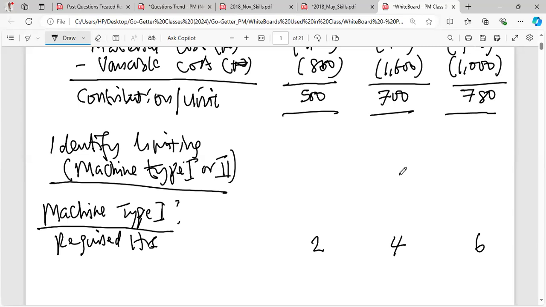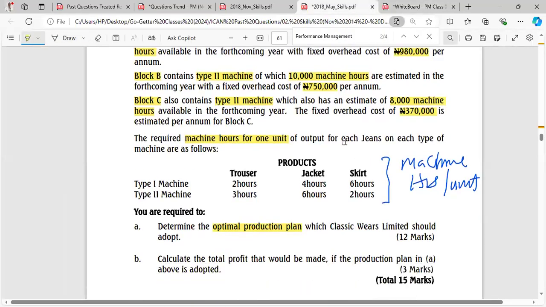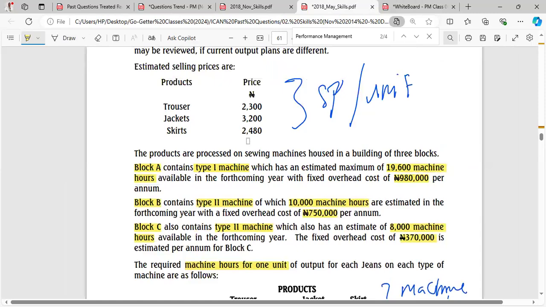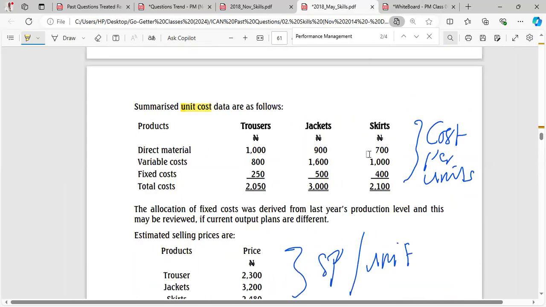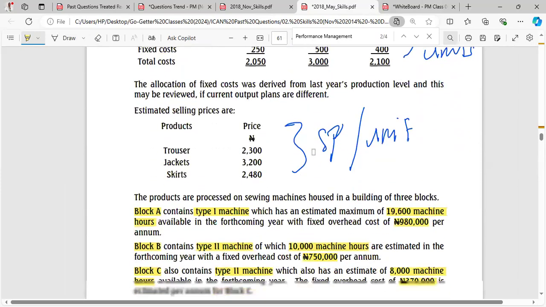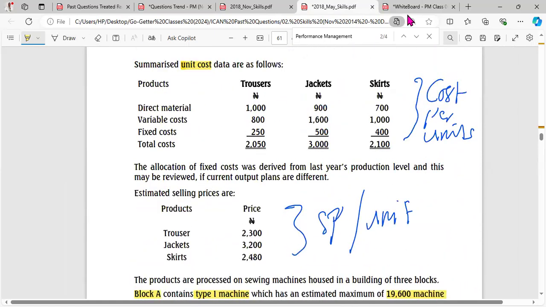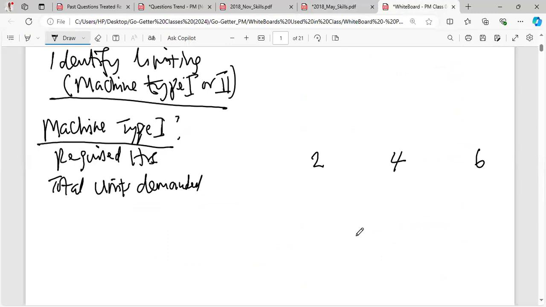The next thing is total units demanded. There is nowhere we are given these total units. This is price. There are no units here. These are cost prices. These are revenues. So the problem is now, how do we determine units? But there is a way we can determine units. This is the formula we're going to use.